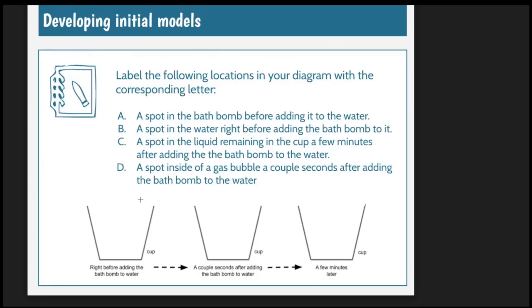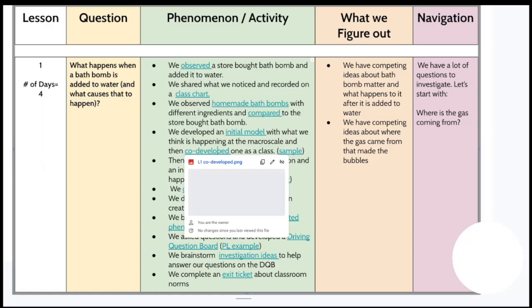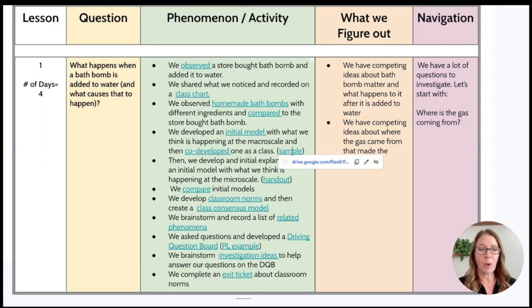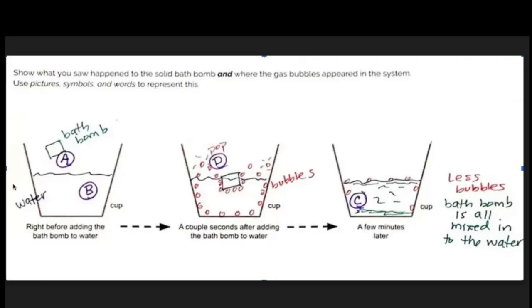So we're going to just mark inside the bath bomb an A, and I'll show you what this looks like. Here's a sample that we made together in a training. Actually, this one comes from the teacher guide. So you can see that we're just trying to point out A, B, C, and D, where these are happening. And this is important because it's going to come up in a moment.